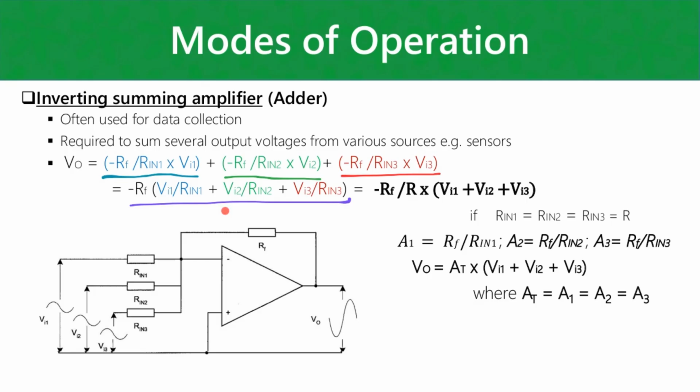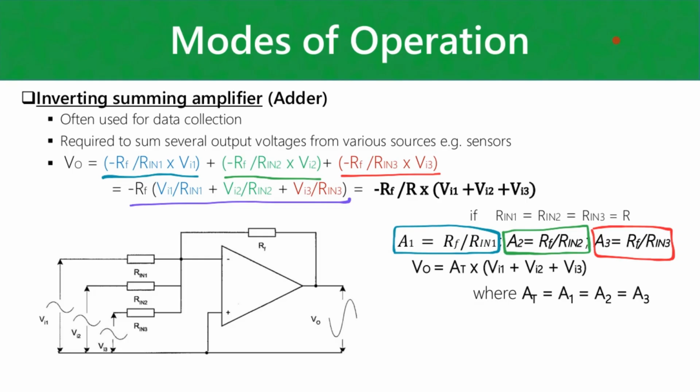So in this sense, you're going to have a gain for each input. So the gain for input 1, let me maybe use the same colors we have there, it's going to look something like that. That's going to be your feedback resistance divided by your first input resistance. For input 2, your gain is going to be the feedback resistance divided by your second input resistance. And then lastly, your gain for your third input is going to be feedback resistance divided by your third input resistance.